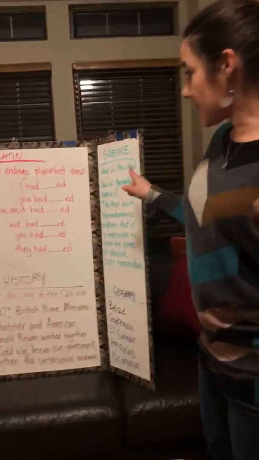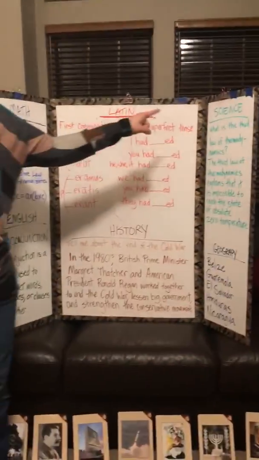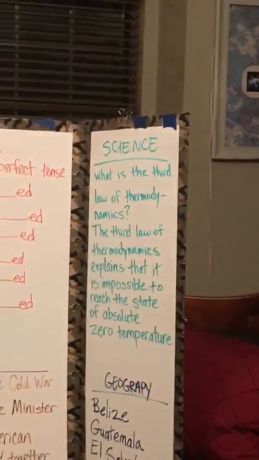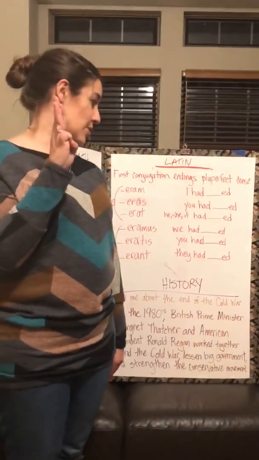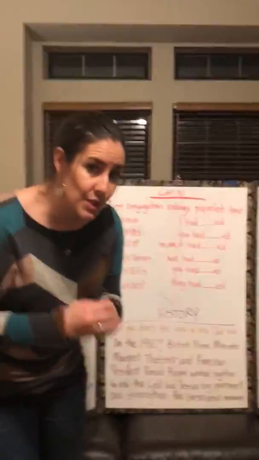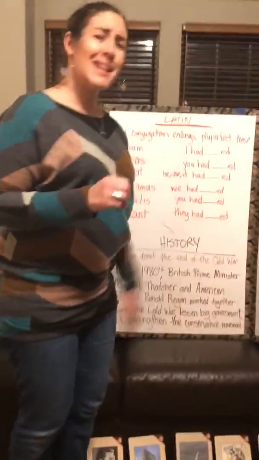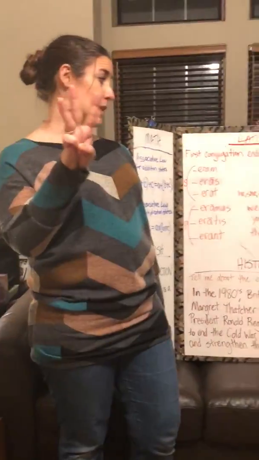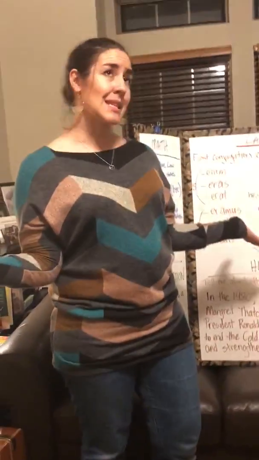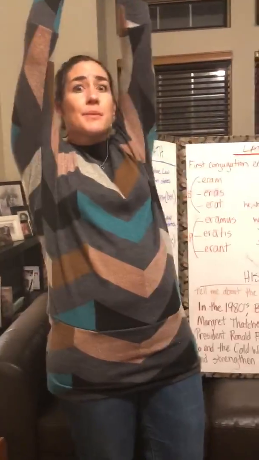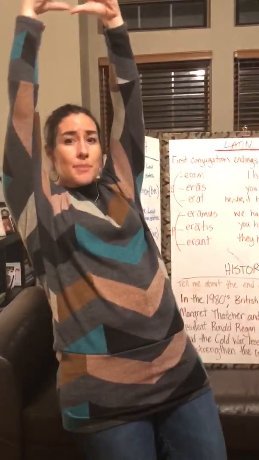Okay, so science is, what is the third law of thermodynamics? The third law of thermodynamics explains that it is impossible to reach the state of absolute zero temperature. So what is the third law of thermodynamics? The third law of thermodynamics explains that it is impossible to reach the state of absolute zero temperature. So you could try to reach up, but it's impossible to reach absolute zero temperature.